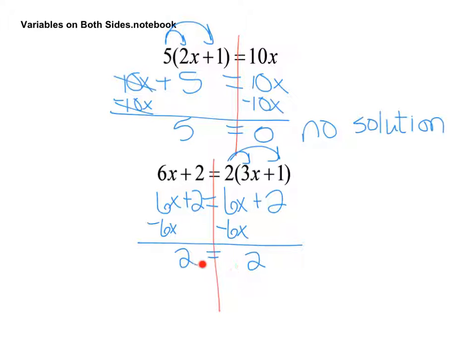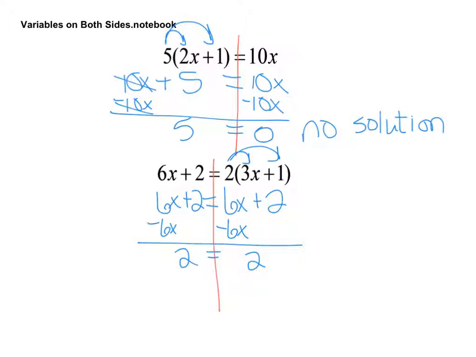How often does 2 equal 2? Always. If you get something that's always true, that means there's a lot of answers, okay? So you look up here, right up here, how often is 6x plus 2 equal to 6x plus 2? Always. Does it matter what I plug in for x? I could plug in 1, 2, 500, or negative 3/10, and this would always be a true statement.